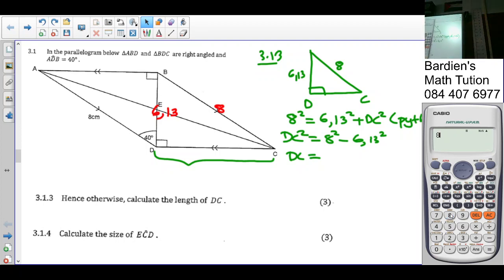It's going to be 8 squared minus 6.13 squared. Gives us 26,42. The square root thereof is 5,14. That's 5,1. Okay.